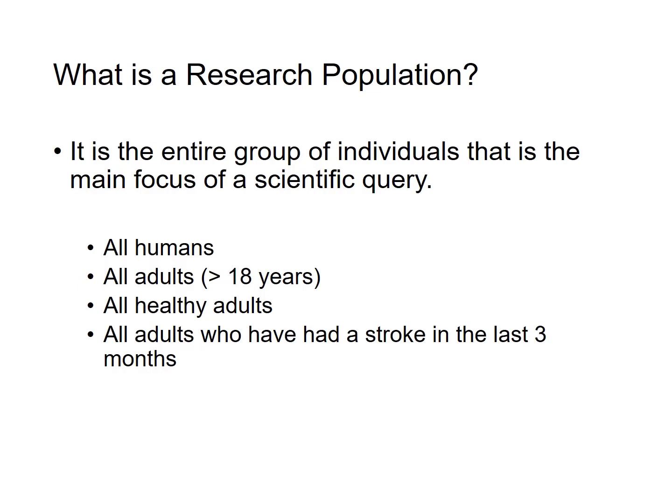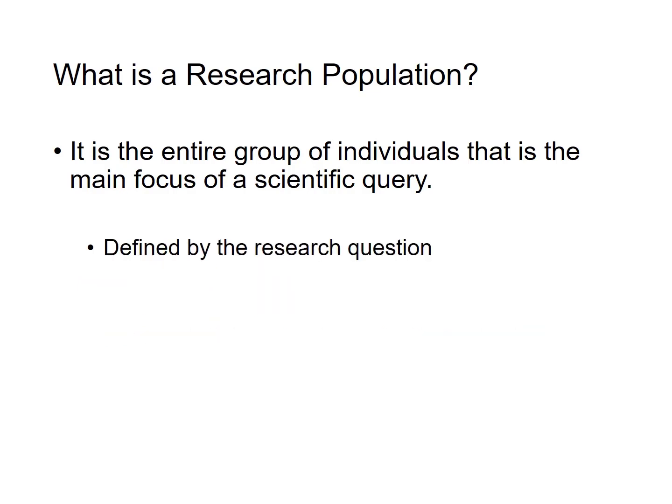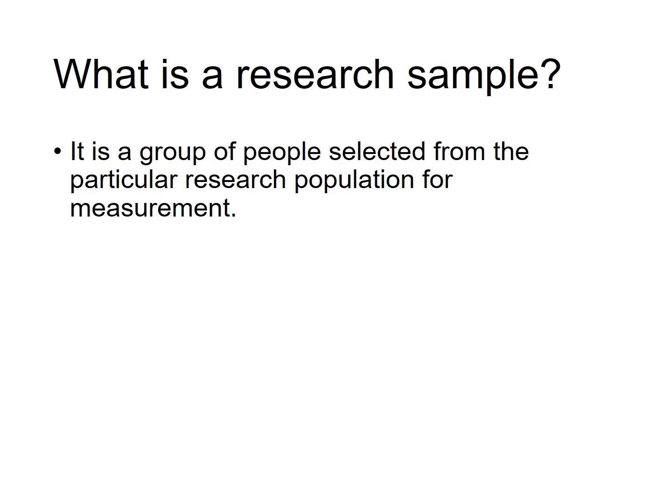Sometimes it's the case that the researcher may want to say, I'm really only interested in the adults who've had a stroke in the last 3 months who live in North America, or the United States, or Dallas, Texas. So it is the case that the research population is defined by the research question. So then, what's a research sample?